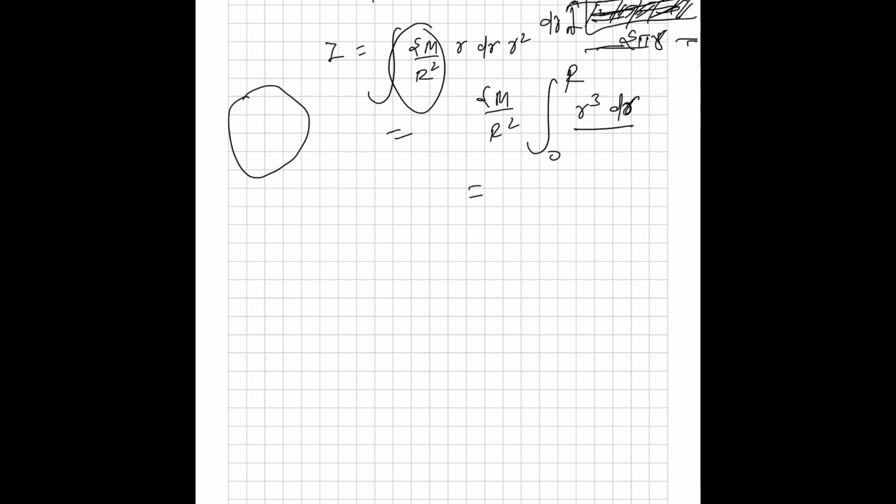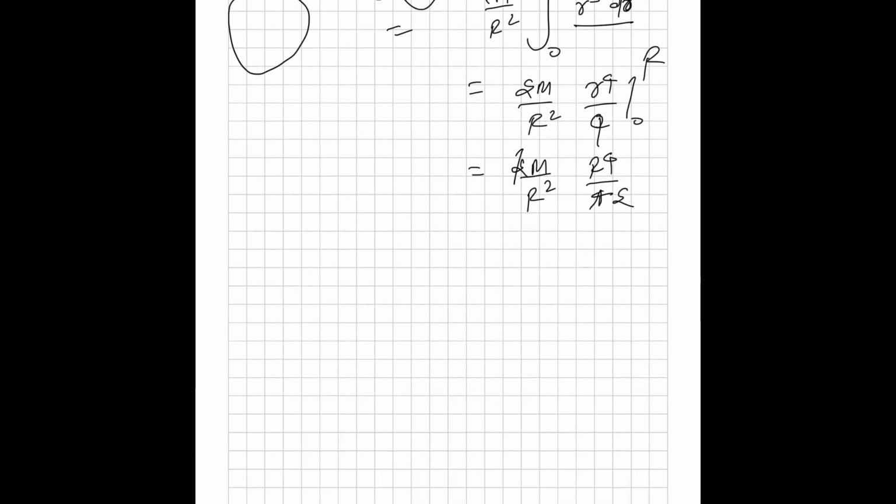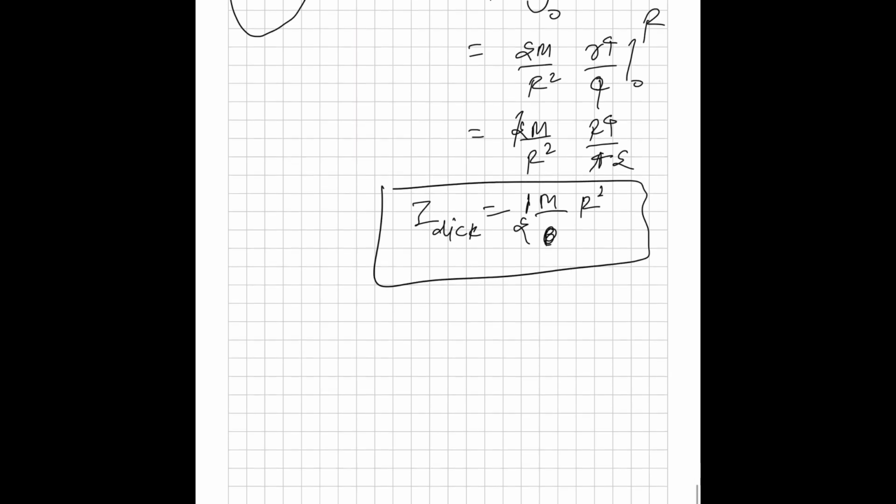This integration is very simple: 2M by R square times r to the power 4 divided by 4, from 0 to R. So I of the disk is half M R square.